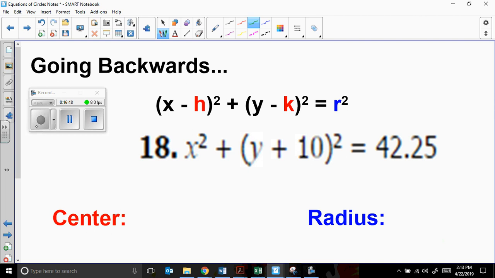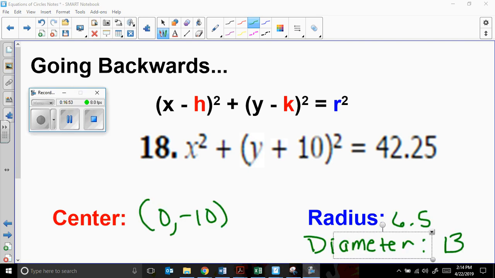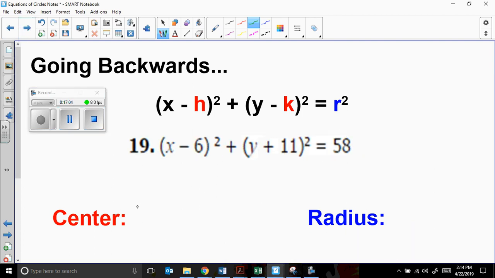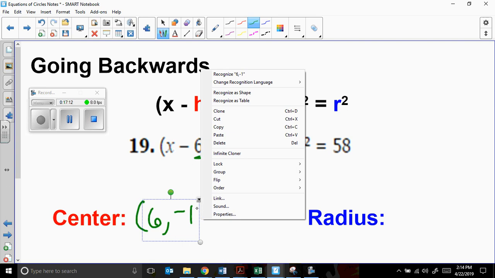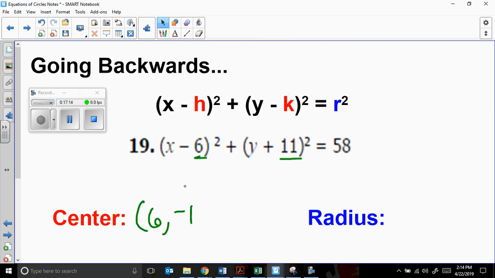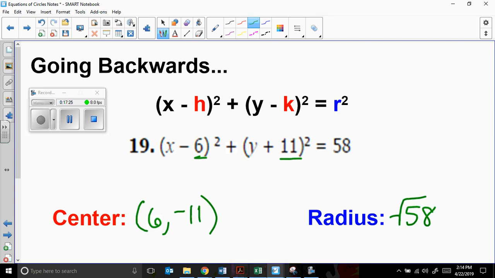All right, pause the video and you try this one, or you try the next two. So if you look at this one, the center would be 0, -10. The radius is 6.5, so the diameter would be 13. And in example 19, the center, again, I'm pulling from here, would be a 6 and a -11. And the radius would be the square root of 58. And since 58 is not a perfect square, we can just leave it as the square root of 58.